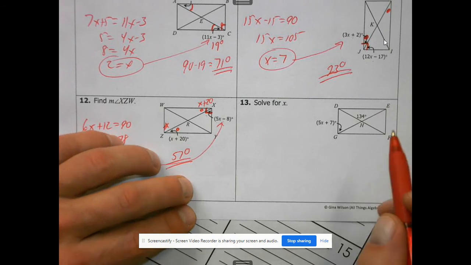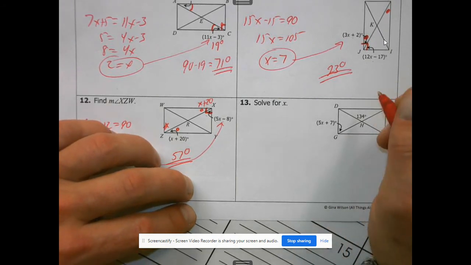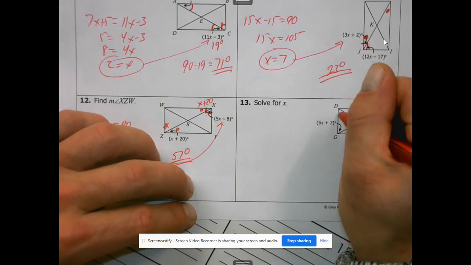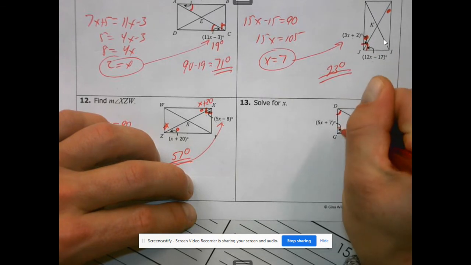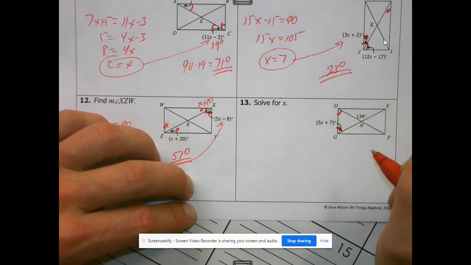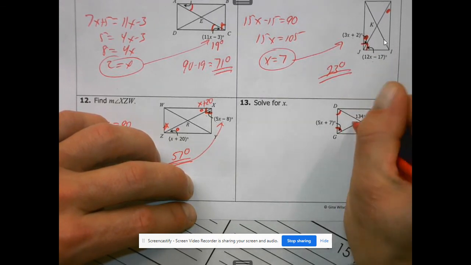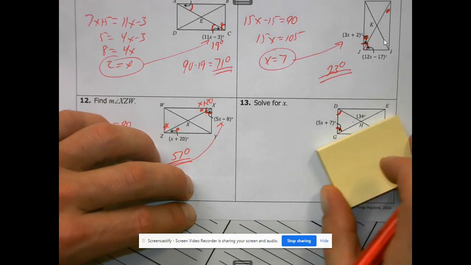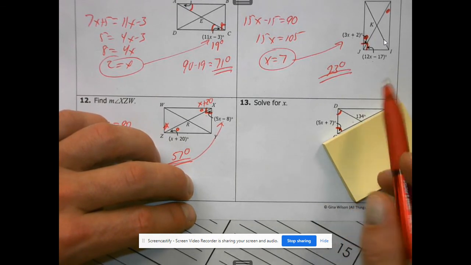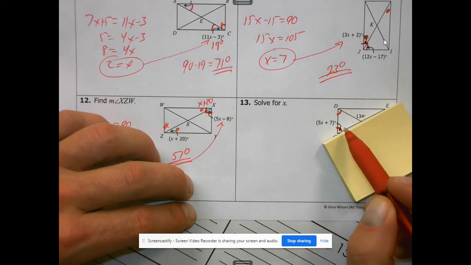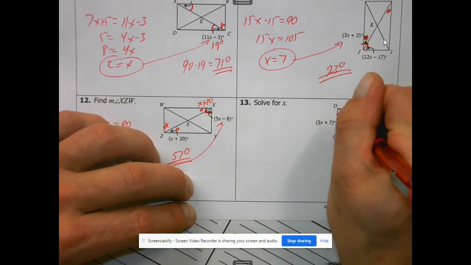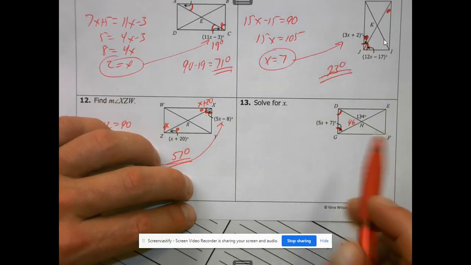13, solve for x, no problem. I know this angle is congruent to that angle, same thing. And I gotta find that guy right there. Remember, angles on a straight line add to 180, right? So if I take 180 minus that 134, this comes out to be 46.